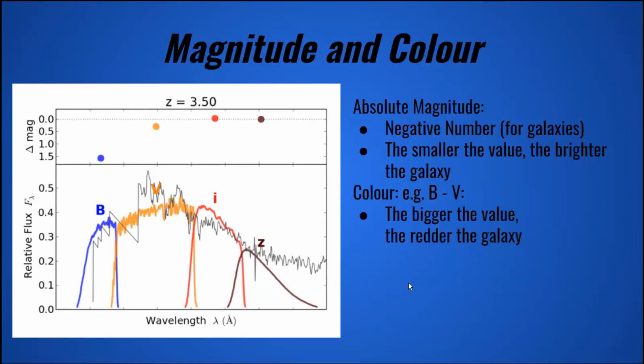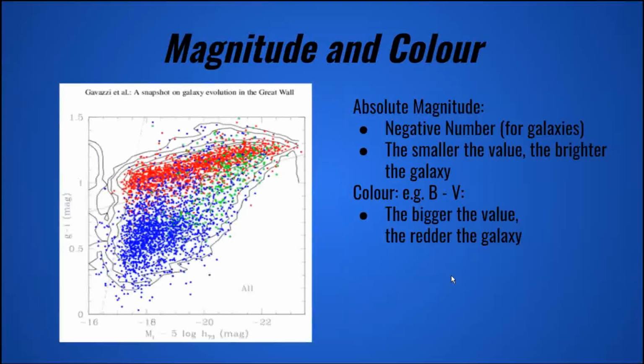And the color, well, when we use different filters, we can get the magnitude in different colors. And if we take the difference between 2 colors, we can infer how red the galaxy is. A galaxy is red when the stars in it are old. So that's a quite useful measurement to start and study a galaxy a bit more.